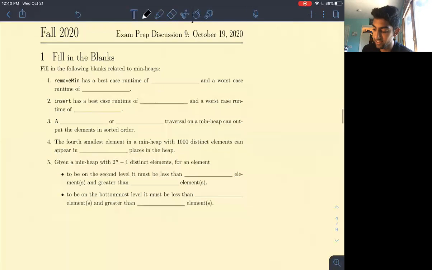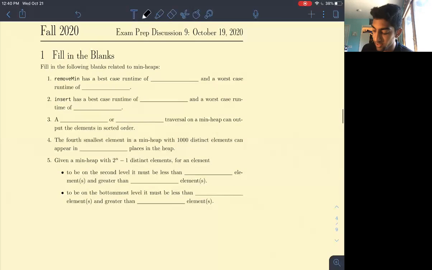Let's dive in. So the first question states, remove min has a best case runtime of blank and a worst case runtime of blank. Okay, so let's first recall how remove min works. Suppose we have some heap. I'm just going to fill in all of the elements with circles.